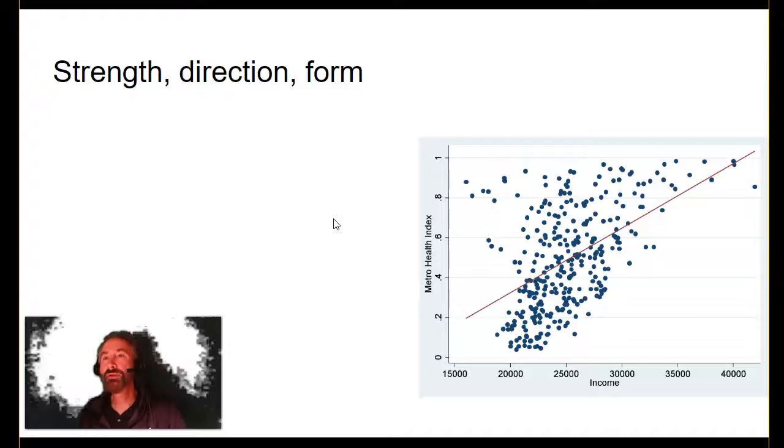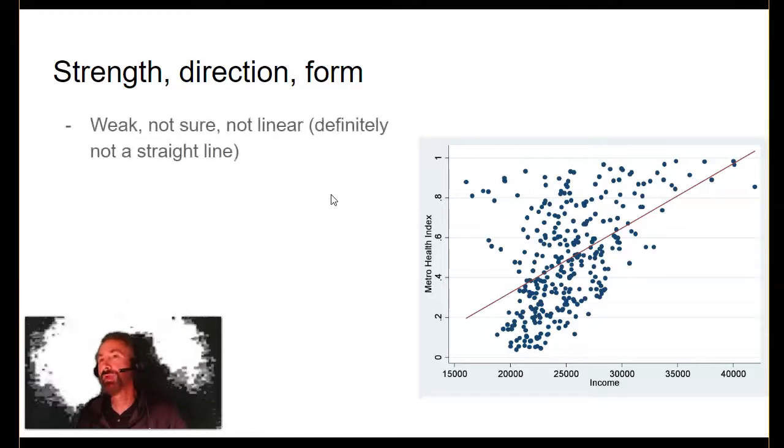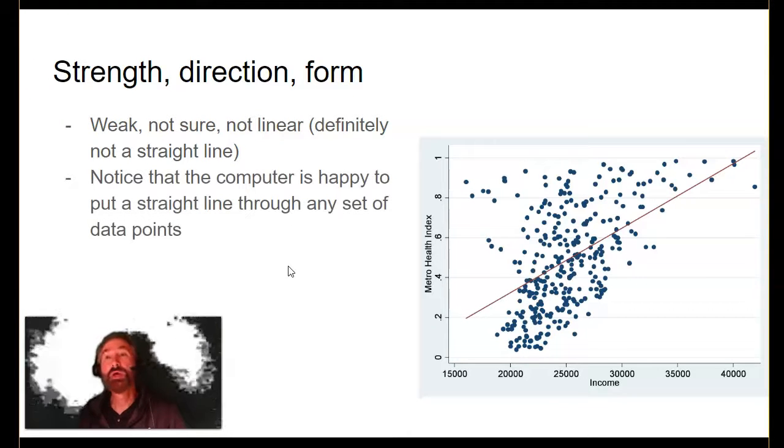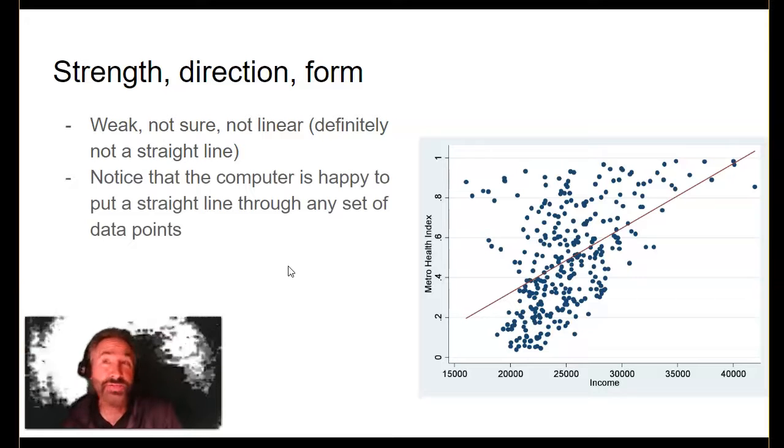Now, here is a scattering of dots, and let's talk about the strength, direction, and form. It looks to me like the strength is weak. And as far as direction, I am not sure. It kind of looks like it's all over the place. And it's not linear. It's definitely not one straight line; it would not represent this data well. Notice, though, that the computer is happy to put a straight line through the data.